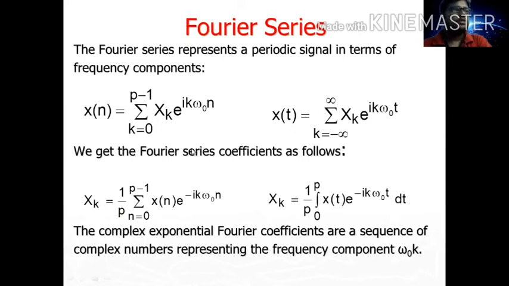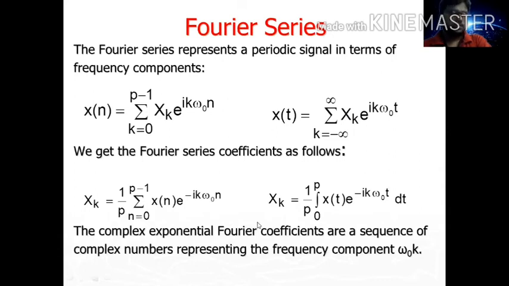Similarly, for continuous time representation you use integration, because, as we know, for discrete time you use the summation. The representation for continuous time is x of t, and for discrete time it is x of n. Other than that, the remaining things are the same. The complex exponential Fourier series is represented as a sequence of complex numbers representing the frequency components k omega naught.